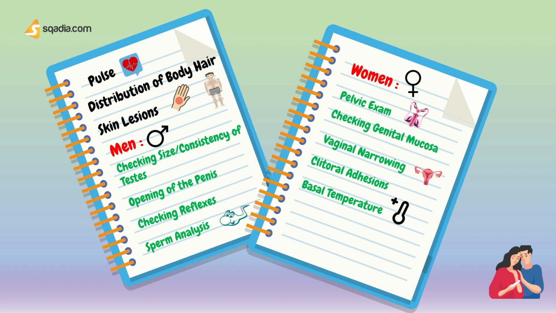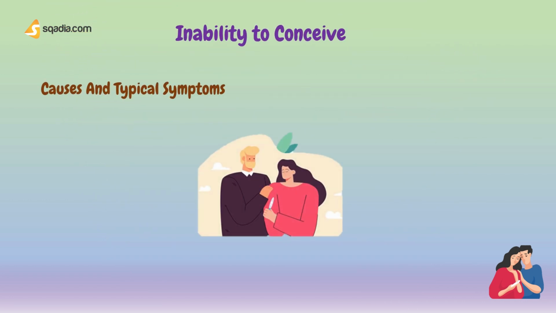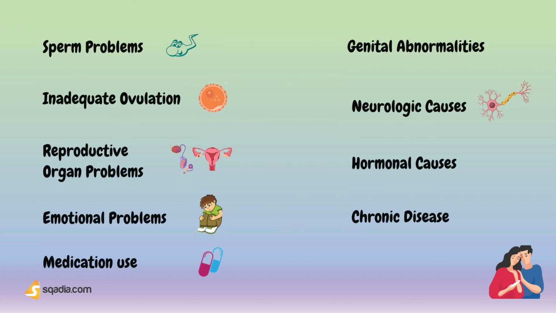Now, what can cause inability to conceive and what is typical for each cause? Well, there are 9 different causes of inability to conceive that you should be clear about. Sperm problems, inadequate ovulation, reproductive organ problems, emotional problems, medication use, genital abnormalities, neurologic causes, hormonal causes, chronic disease. I'll be explaining these terms in a while.